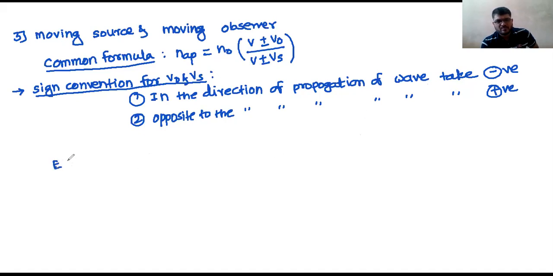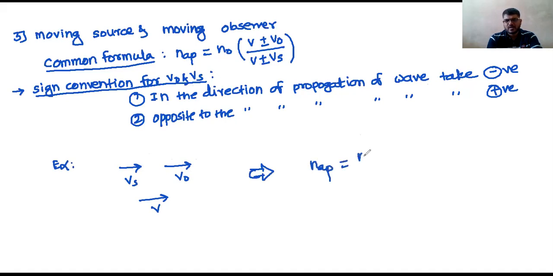I will give one example, so you will understand easily. Suppose this is Vs and this is V naught and this is V. So what is the formula then? N apparent is equal to N naught V minus V naught by V minus Vs. Okay, because both are in the direction of propagation of wave. So you can understand from here onwards now.